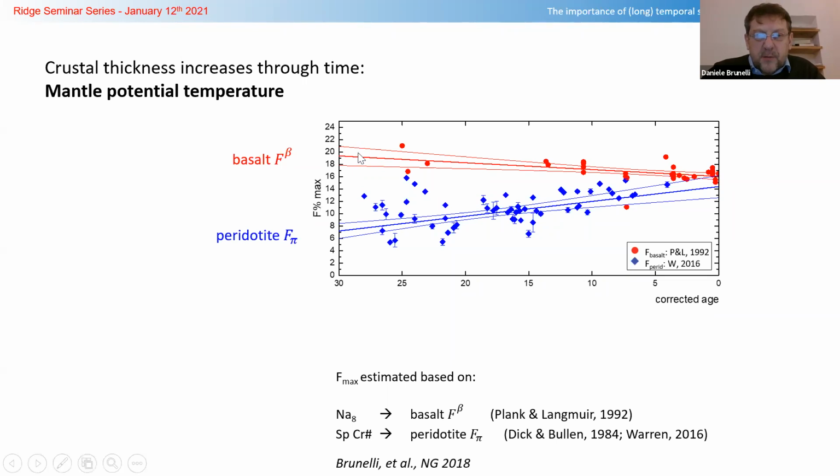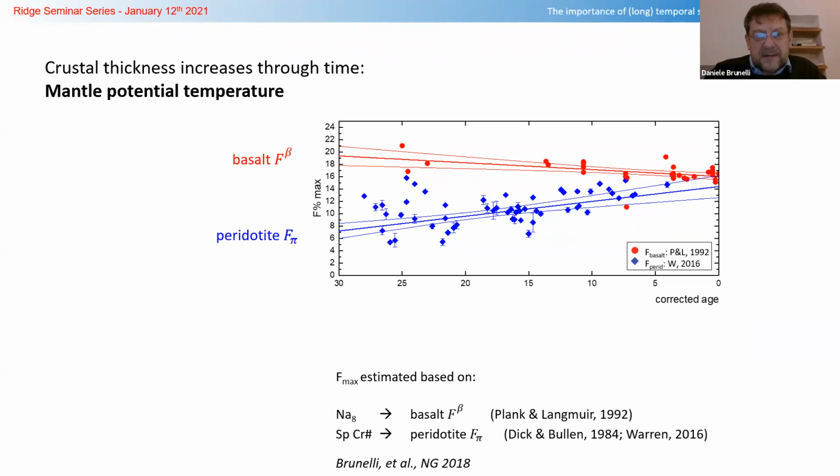So the degree of melting inferred by the basalts decreased slightly during time, and the degree of melting inferred by the peridotites increased during time. And they reach more or less the same value now, near the zero age, even though we don't have very fresh mantle peridotite, also because the mantle peridotites that generate the basalts erupted now are still buried in the mantle beneath the crust and are still upwelling there.